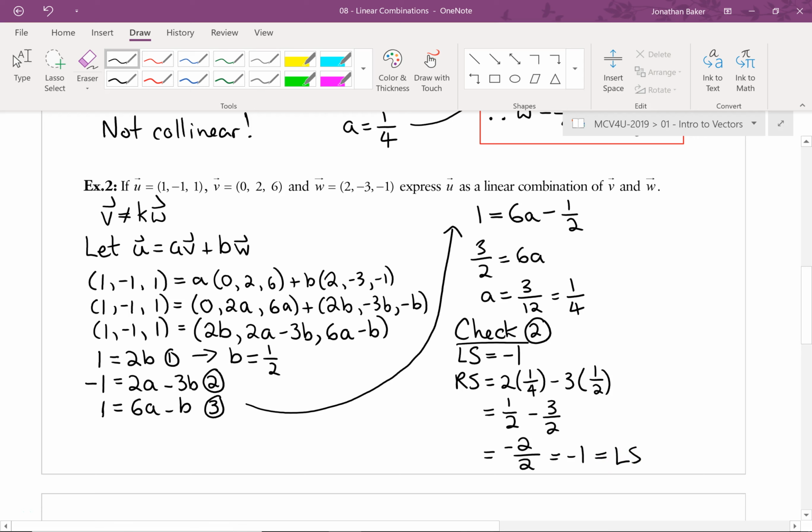And so since these values satisfied equation 2 as well, what that means is that this system is consistent. There's an A and there's a B that works for all 3 equations, and therefore we can write this. We can say that vector u is equal to 1/4, that's our A. This is basically just going back here now, right, guys? 1/4 times v plus b, which is 1/2 times w. And this one is complete.